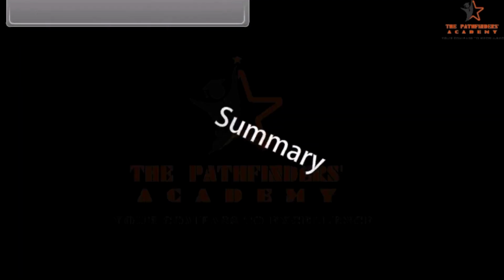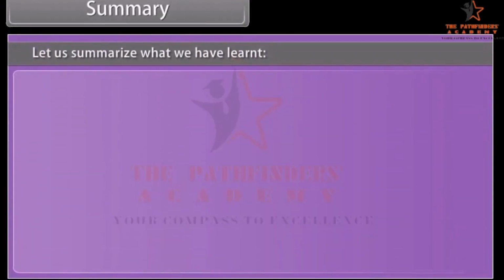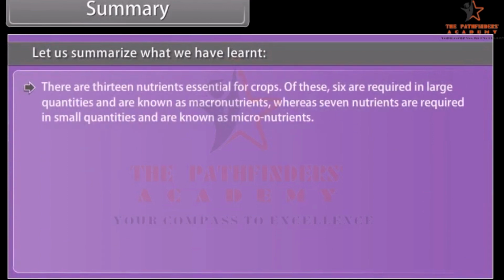Summary. Let us summarize what we have learned. There are 13 nutrients essential for crops. Of these, 6 are required in large quantities and are known as macronutrients, whereas 7 nutrients are required in small quantities and are known as micronutrients.